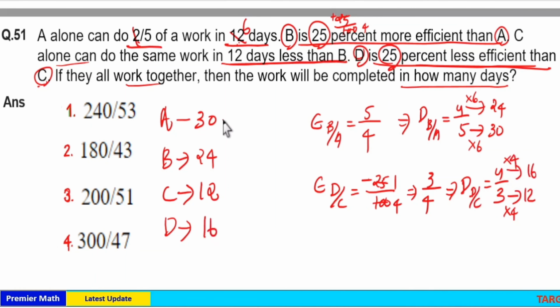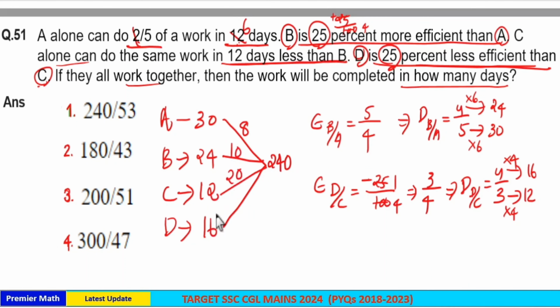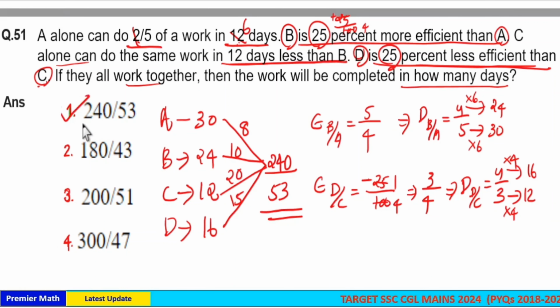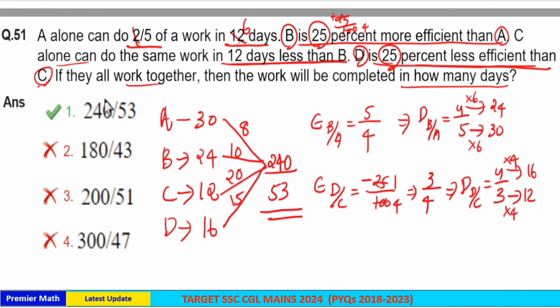Now take the LCM of 30, 24, 12 and 16. All are doing the same work, and the LCM is equal to 240. 30 goes 8 times in 240, 24 goes 10 times in 240, 12 goes 20 times in 240, 16 goes 15 times in 240. Now if you add 20 plus 10, 30, 30 plus 15, 45, 45 plus 8, 53. So 240 by 53 days. Option 1 is your answer. If all of them work together, they will take 240 by 53 days to complete.